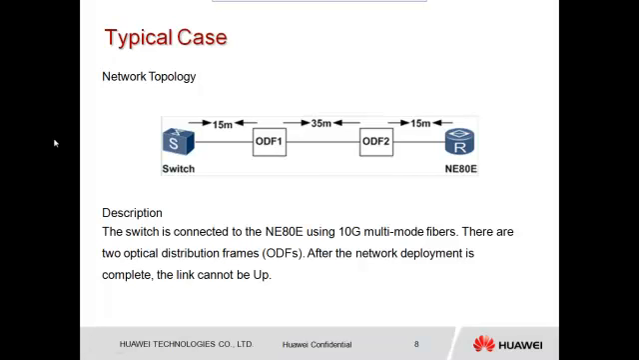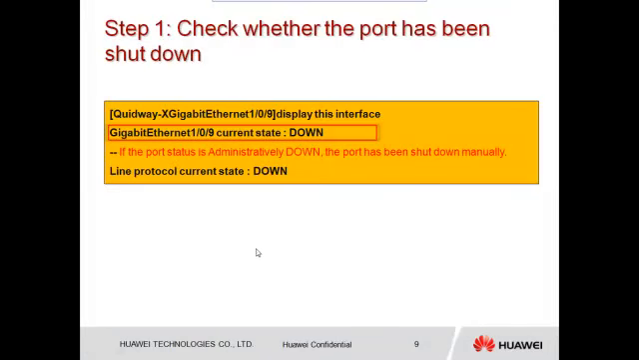Let's see a typical case. This is the network topology. A switch is connected to NE80E using 10 gigabit multimode fibers. There are two optical distribution frames, ODF. After the network deployment is complete, the link cannot come up. So, based on the procedure, let's see the first step.